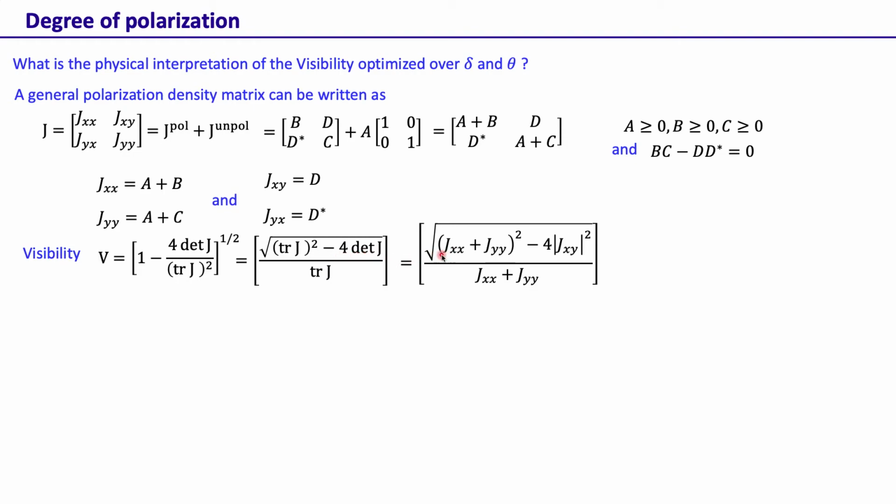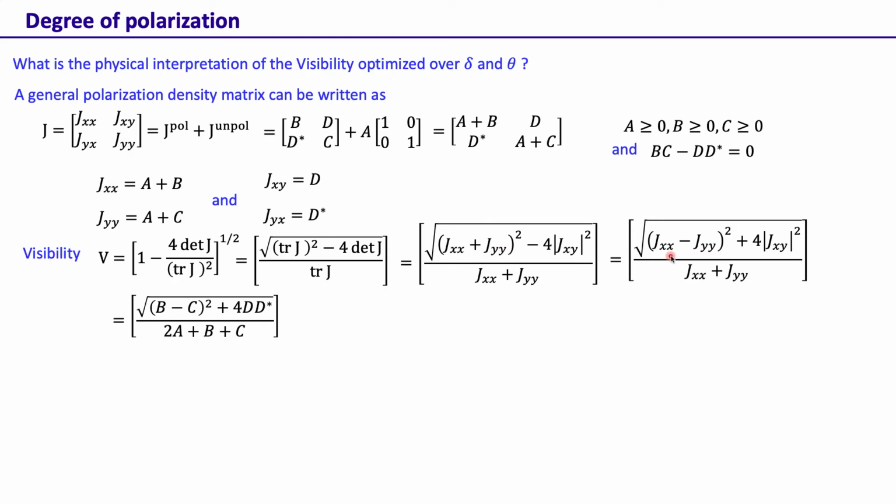This we can then write as the square root of Jxx plus Jyy whole square minus 4 Jxy square, divided by Jxx plus Jyy, simple math. This Jxx plus Jyy whole square, we can just open up and write as Jxx minus Jyy whole square, and then this becomes plus 4 Jxy square.